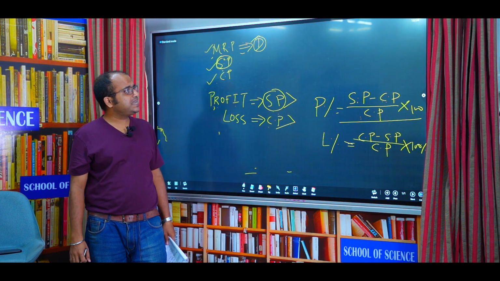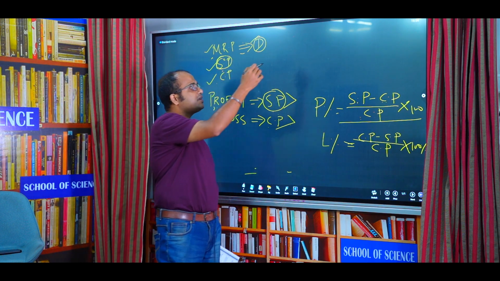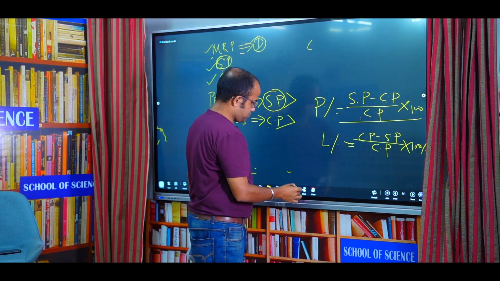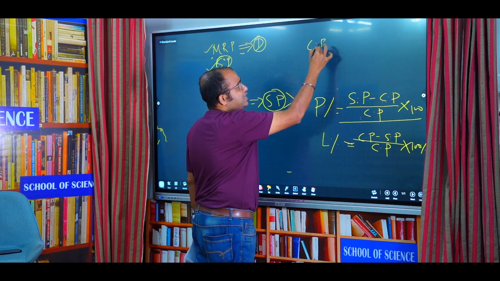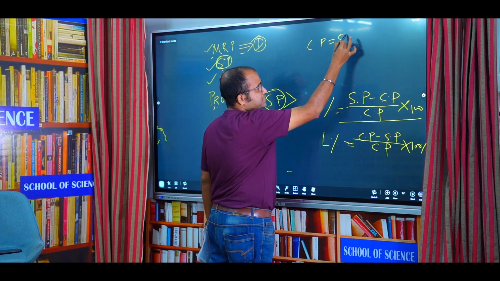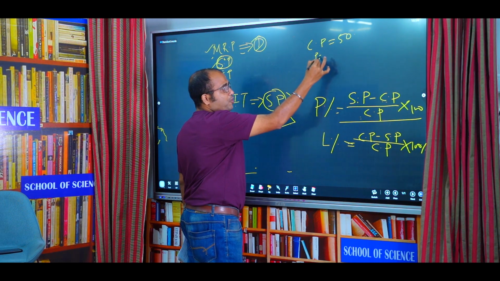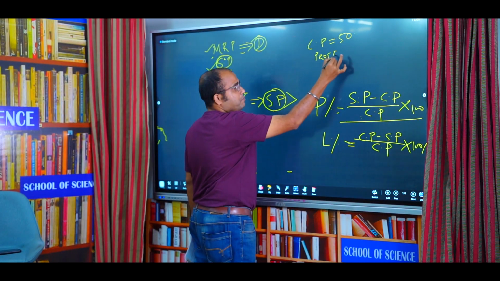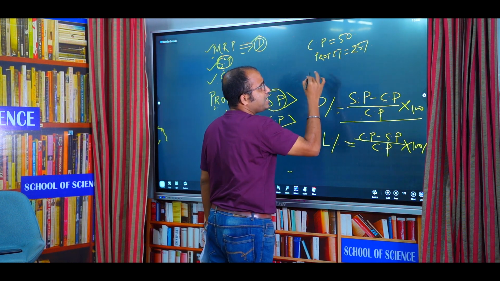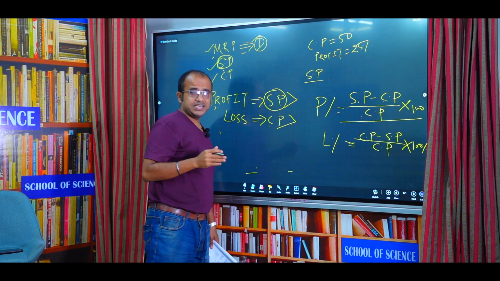Now in some cases, suppose it is given that a product is purchased, and the cost price of the product is 50 rupees. Now the profit is given as 25%. Now we have to find out what the selling price is.